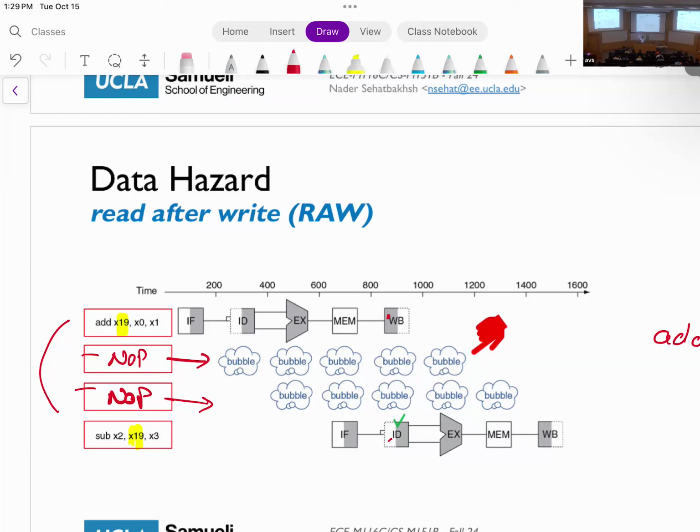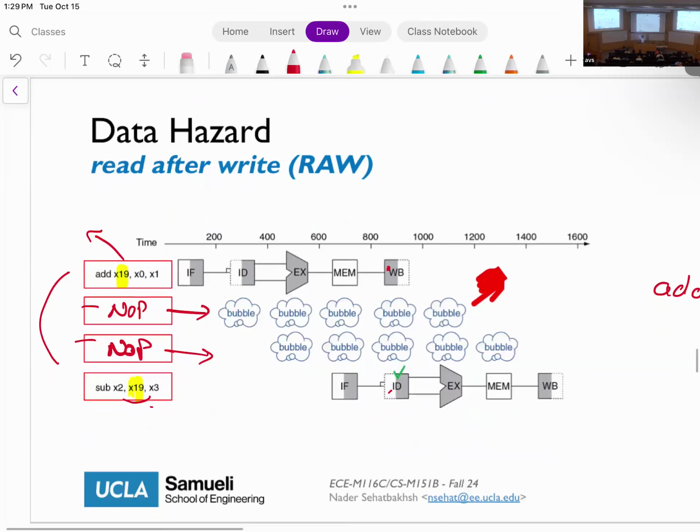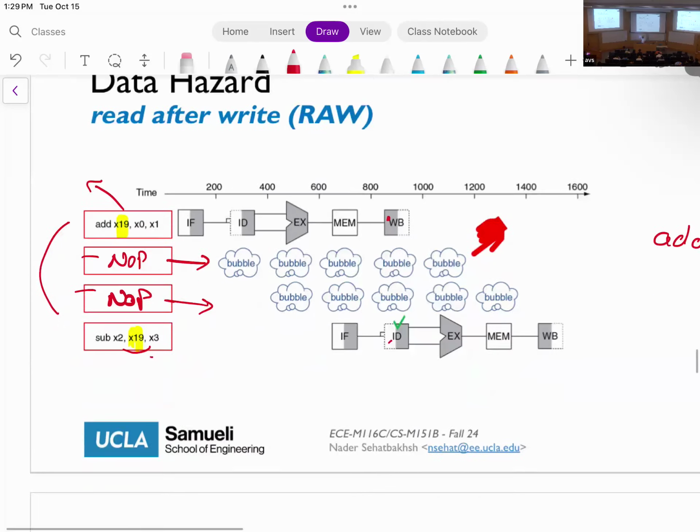Great question. The question is, how do we even know that there is a RAW hazard here? You can do it in assembly and insert your no-ops, but sometimes it might be hard to do that. So in most cases, we actually have a hardware unit to detect that. I'm going to talk about that exactly in the next few slides.